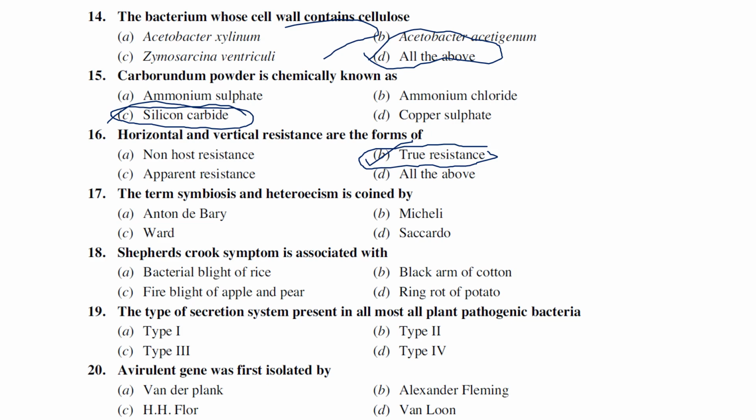The terms symbiosis and heteroecism were coined by Anton de Bary, Micheli, Ward, or Saccardo. Generally, symbiosis and heteroecism are related to Anton de Bary. While he was working, he termed the concept called symbiosis, the mutual relationship, and heteroecism while working with wheat stem rust, on the autoecious and heteroecious nature of wheat stem rust. That is also given by Anton de Bary.